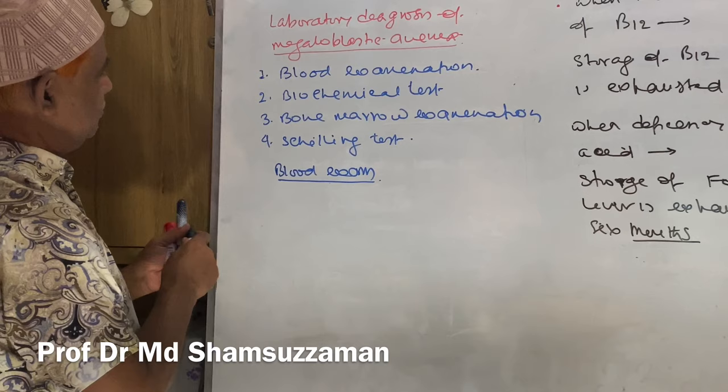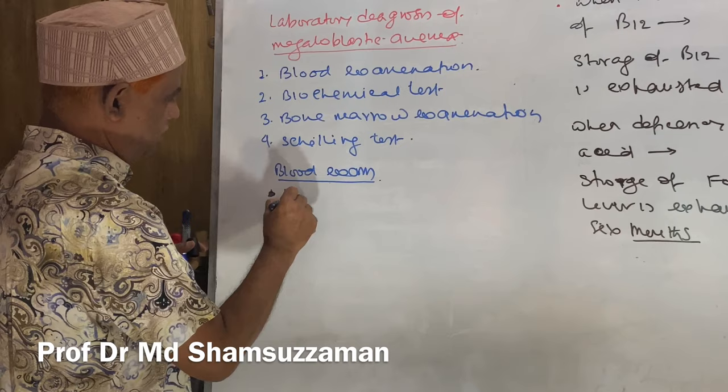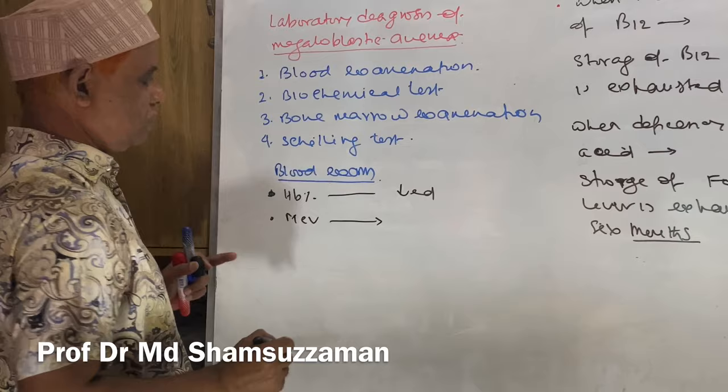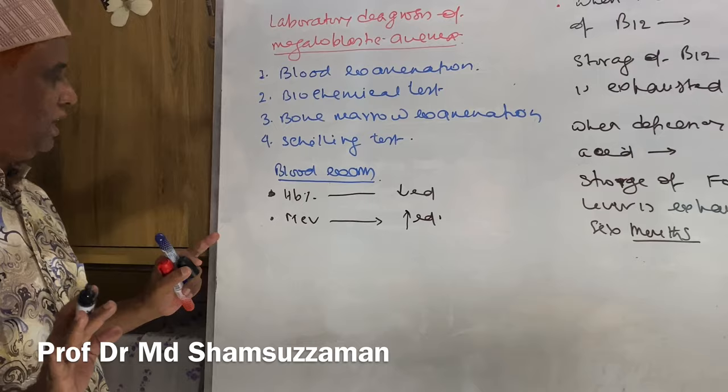First, we have to do hemoglobin estimation. It will be decreased. That is, the patient is anemic. Then we have to do MCV, mean corpuscular volume. It will be increased. So it is macrocytic anemia, as MCV is increased.